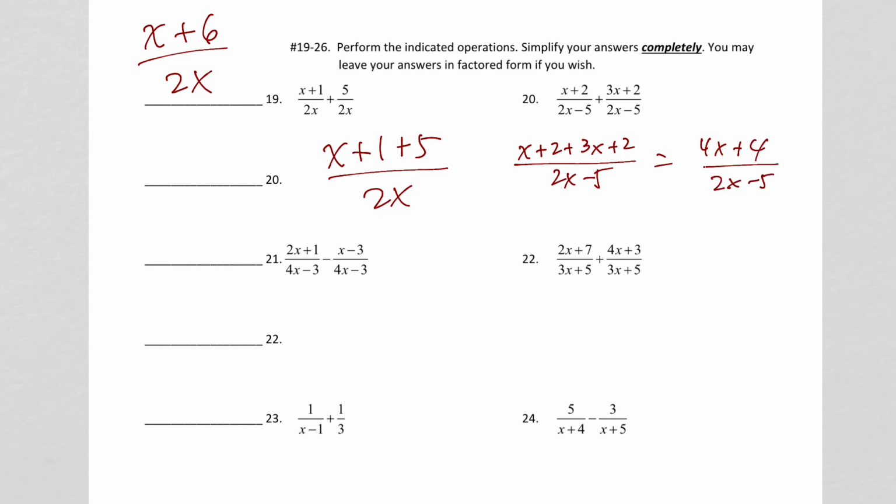Now the top is factorable, but it doesn't help us. I mean, you could factor it. But because nothing is left to cancel with the bottom, I could just leave it like this. If I put this over this, that's okay too. But I'm going to leave it like the first way.